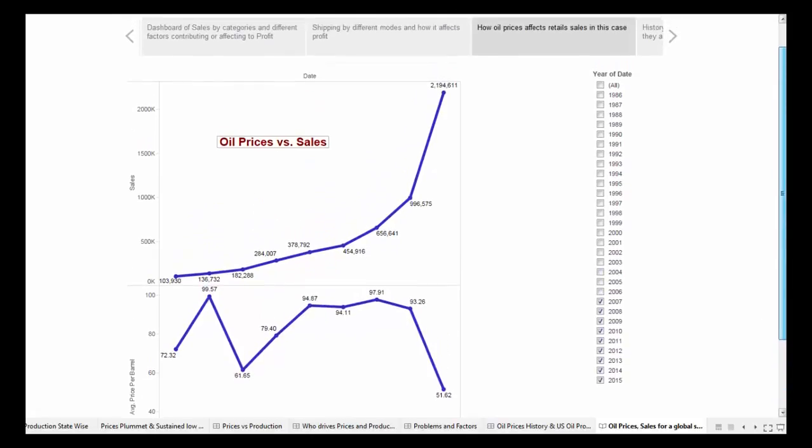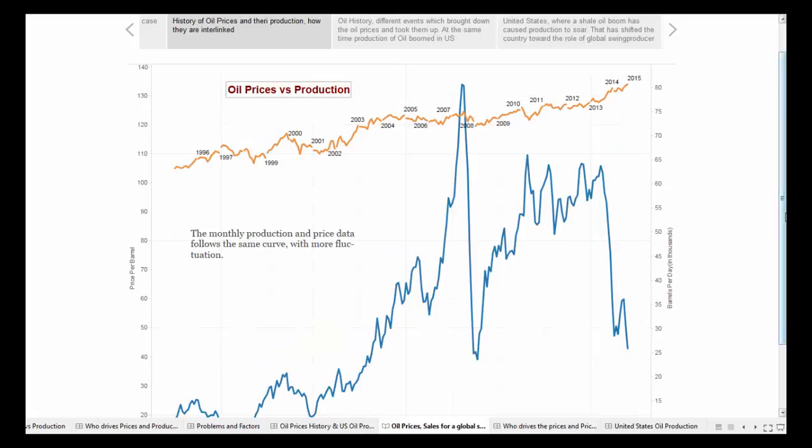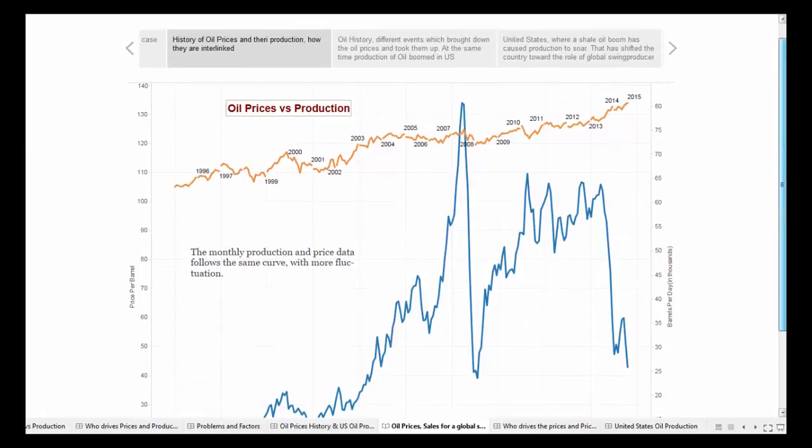So let's try to dig in more, and we'll go further by analyzing how oil prices vary in the future. Over here we are trying to analyze oil production. The orange line depicts the production of oil and the blue line depicts the price per barrel for all these years. We can see that world oil production has generally increased since 1996 to more than 80 million barrels a day from 63 million barrels.